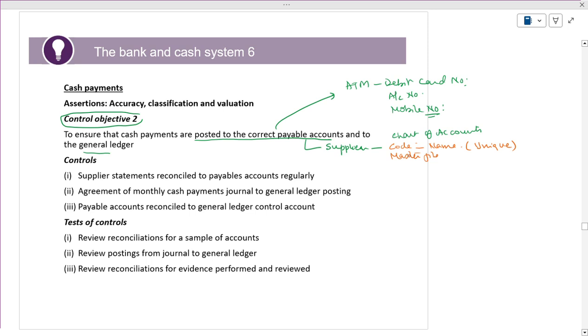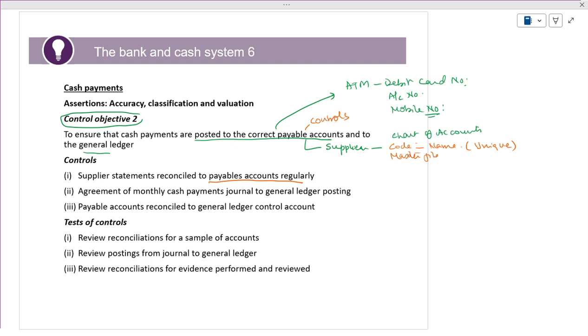Every supplier who is supplying to us, you are going to have a separate payable control account. Control means individual, unique. This is the purpose: to ensure that cash payments are posted to the correct account and to the general ledger. Supplier statements are individually reconciled to the payables account regularly.